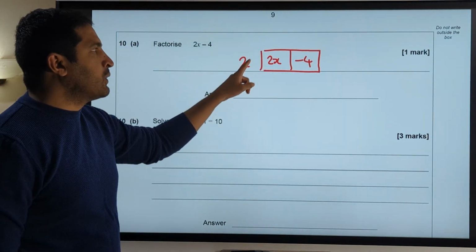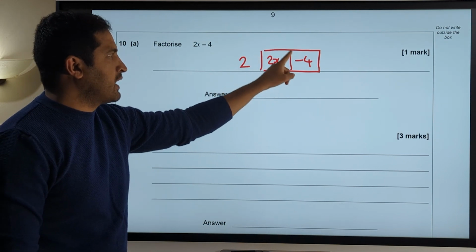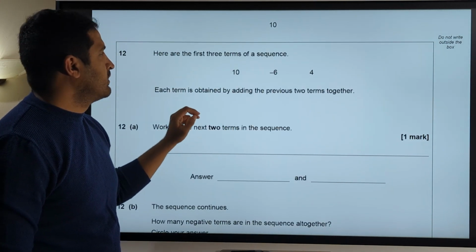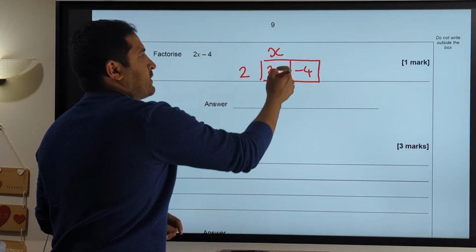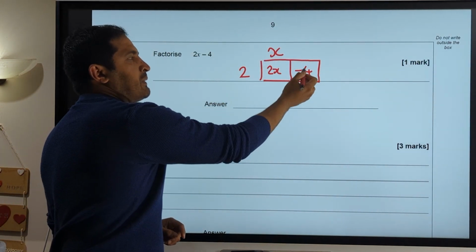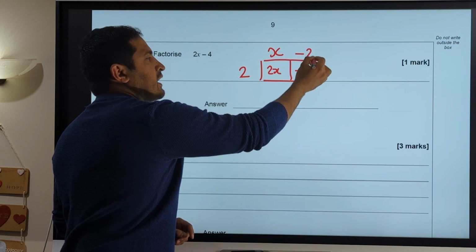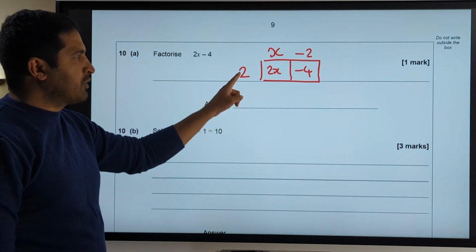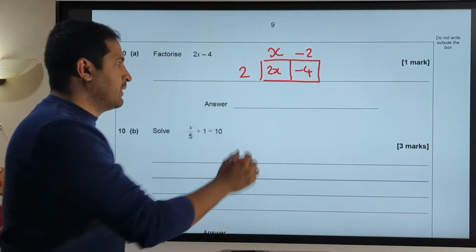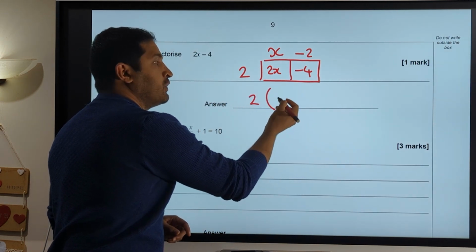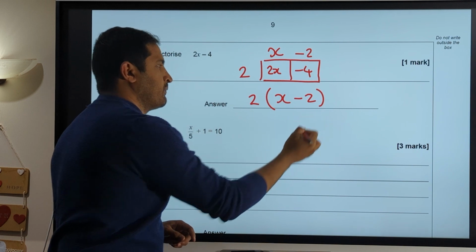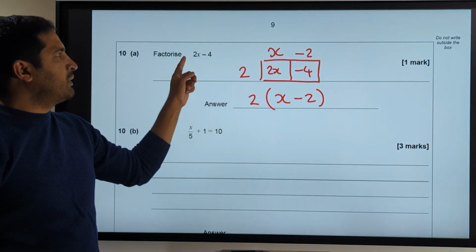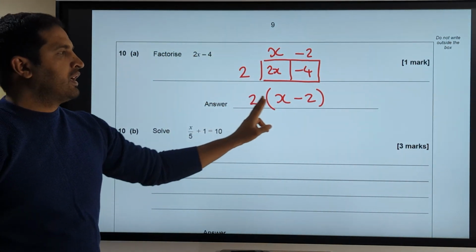Then saying, okay, 2 times what gives you 2x? So that's the area of this rectangle. 2 times x will give me 2x. And then 2 times what gives you negative 4? Negative 2. So that's my answer. I'm multiplying 2, using the bracket for multiplication, with x minus 2. So 2 times x minus 2 will give you 2x minus 4. And that's your answer.